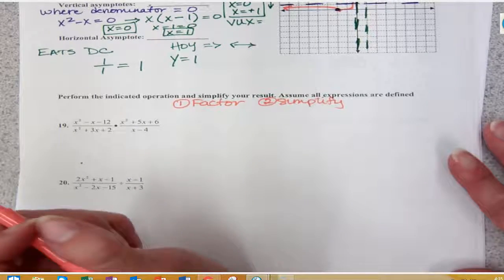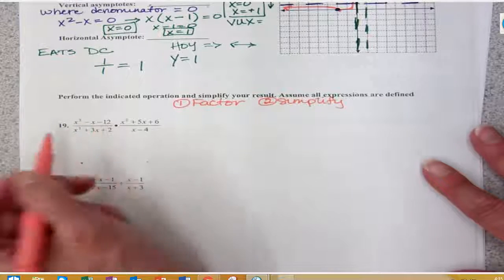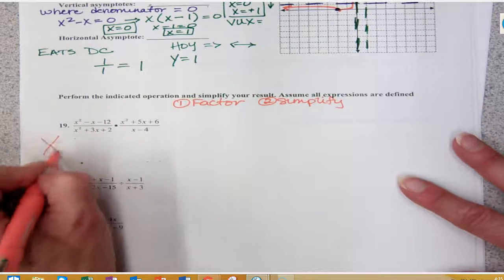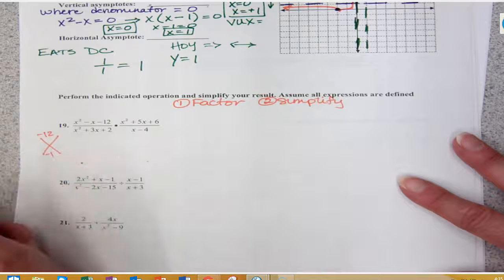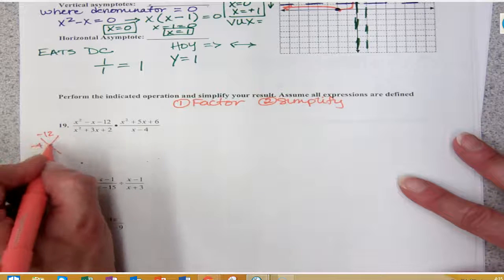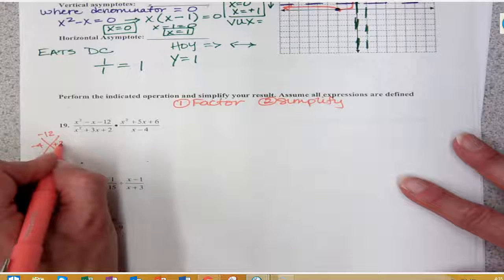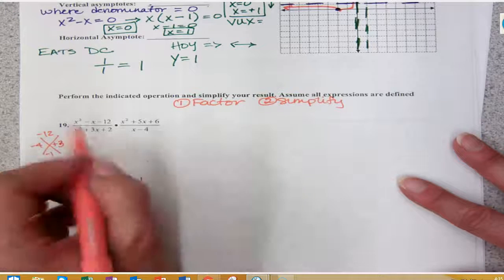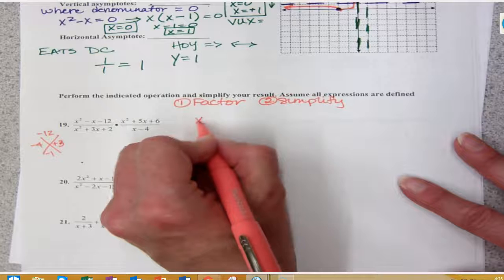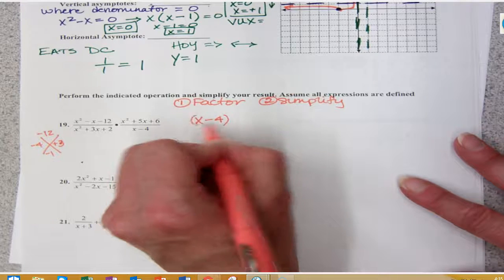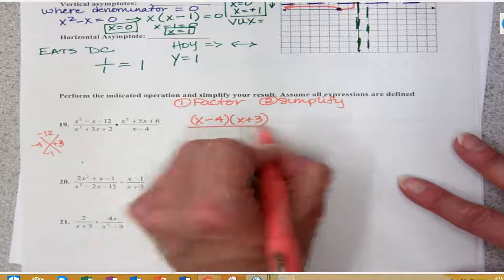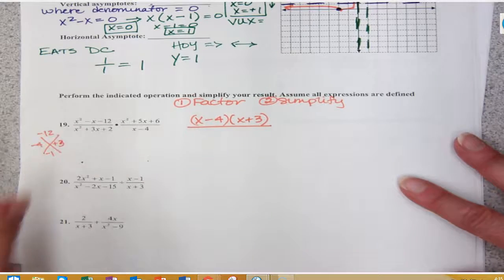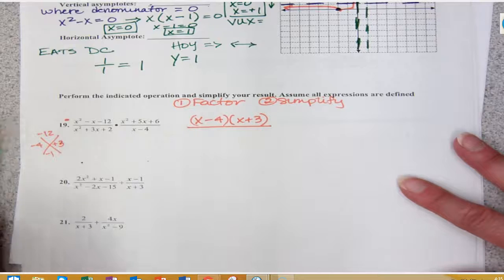All right, so let's factor first. So here you're going to say, what two numbers multiply to give me negative 12 and add to give me negative 1? That's going to be negative 4 and positive 3. So this is going to factor into x minus 4, x plus 3. So that's this one.